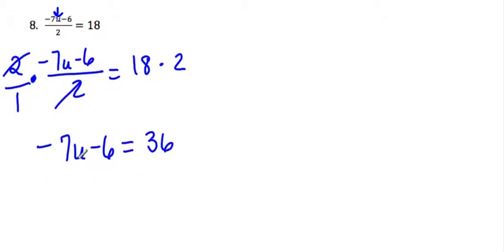Now to get u by itself, you need to add 6 to both sides. First, you do not want to divide by negative 7 first, you want to get rid of the addition and subtraction. So that would leave me with negative 7u over here because that would go away, and 36 plus 6 would be 42.